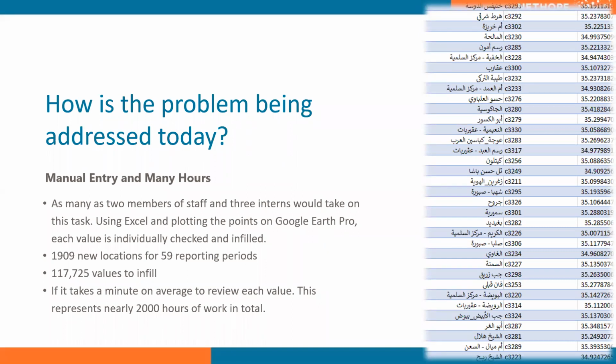And what we were finding is that if we took a minute on average to review each of these values, which might even be a little bit optimistic, it would have been nearly 2,000 hours of work in total to do this manually, which we just did not have the capacity or manpower to accomplish at the time.